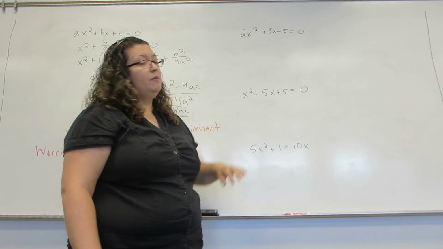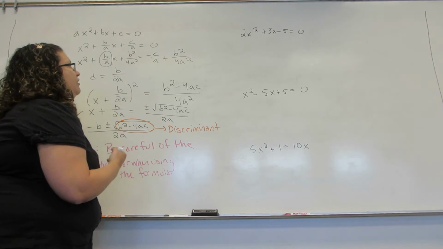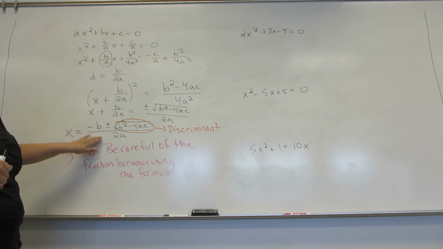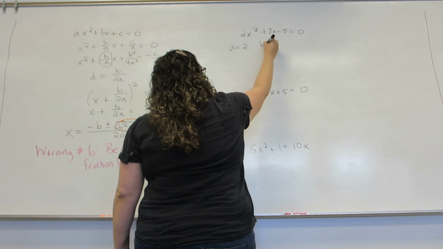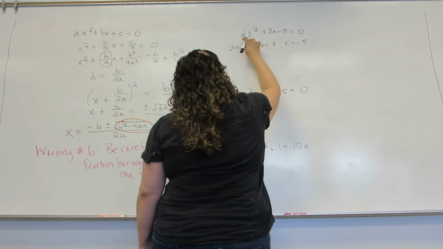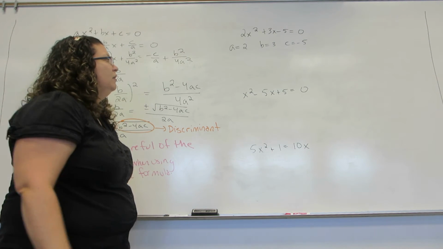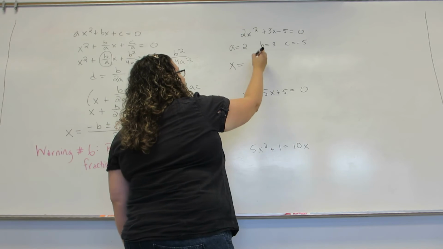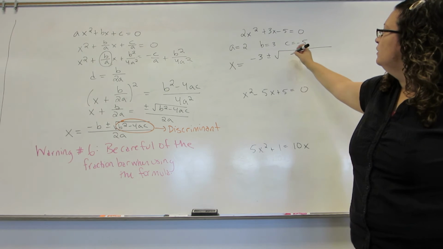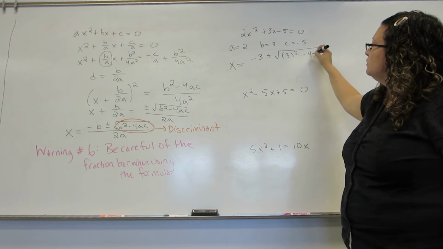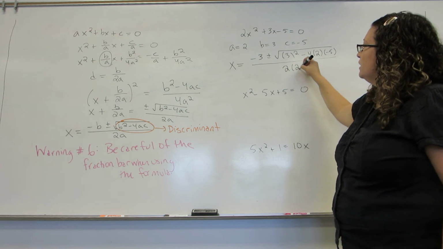Okay. We look and we make sure that it's equal to 0 on one side, because you can't use the formula without that. This one already has that, so now I have to figure out how to plug into my formula. In this case, my a is 2. My b is 3, and my c is negative 5. The numbers that we call coefficients in front of each term. So I now plug into the formula. x equals minus the b plus or minus the square root of b squared minus 4 times a times c all over twice a.